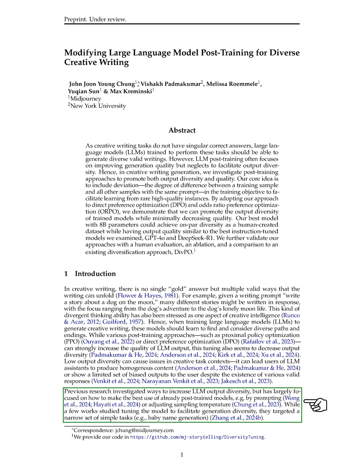Previous studies have looked into ways to boost the diversity of LLM outputs, mainly focusing on how to optimize already trained models through techniques like prompting or adjusting sampling temperatures. Some research has attempted to tune models for diversity, but often only for simple tasks, such as generating baby names. Our work aims to improve output diversity in creative writing while maintaining quality by incorporating diversity into the training objectives.